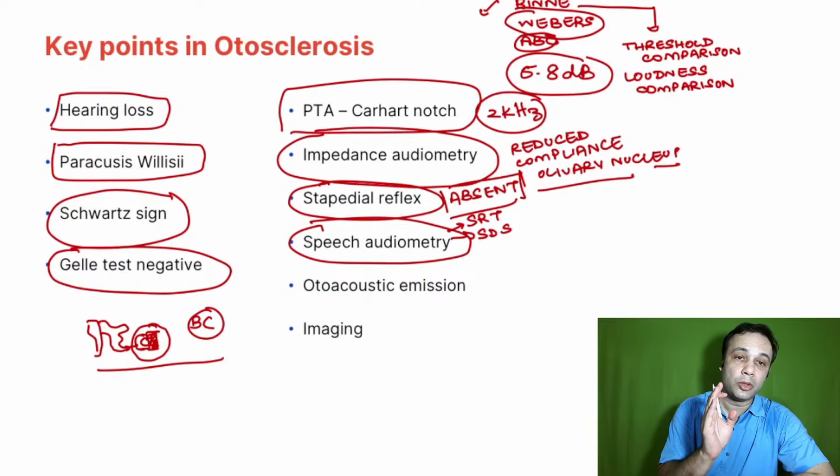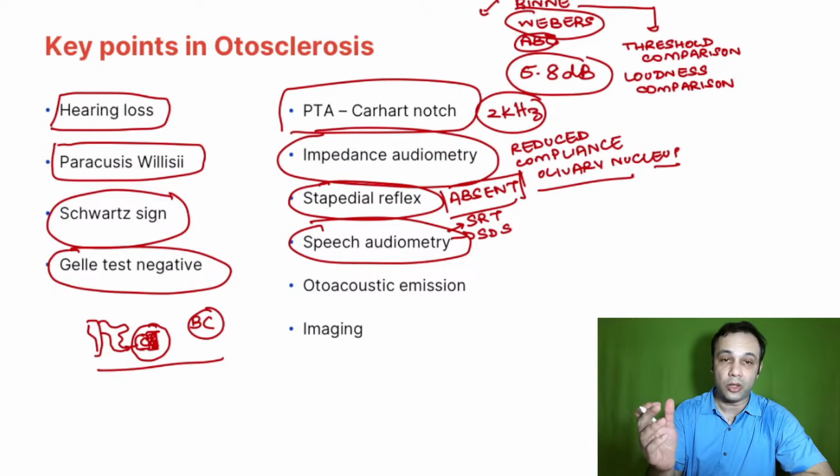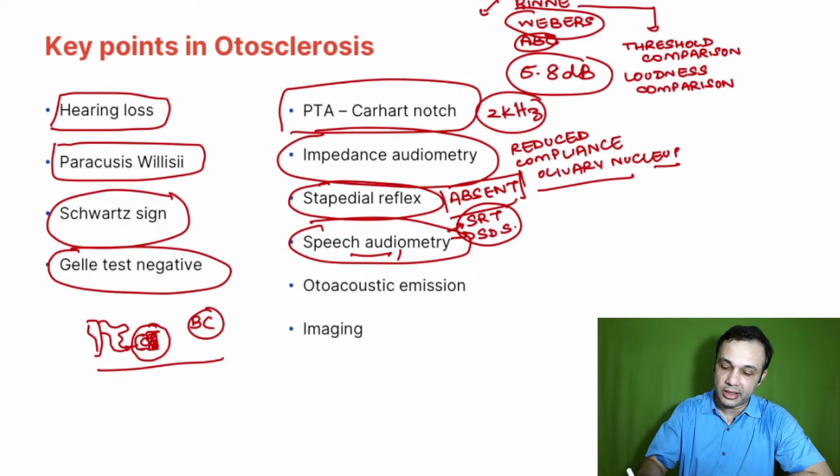So when you're talking about otosclerosis, it's related to the middle ear, and sometimes it can be related to the cochlea as well. So the speech audiometry in such cases would be good. There are no problems in speech audiometry, especially the speech discrimination score. It will be somewhere in the range of more than 70%, right?